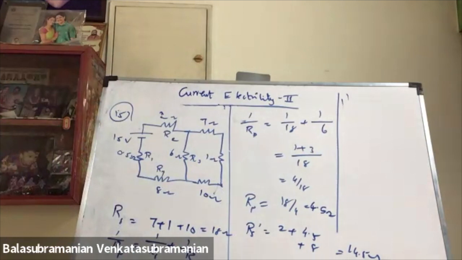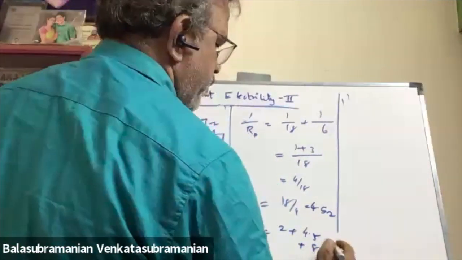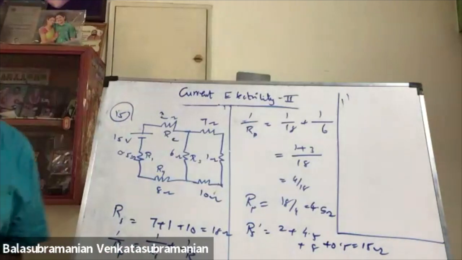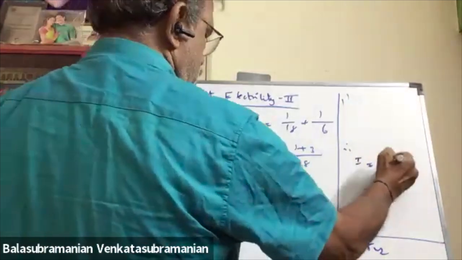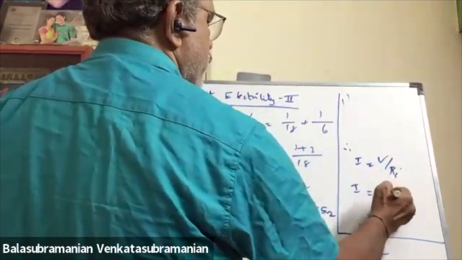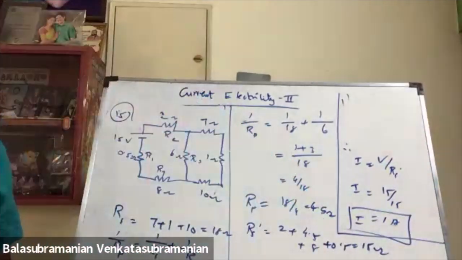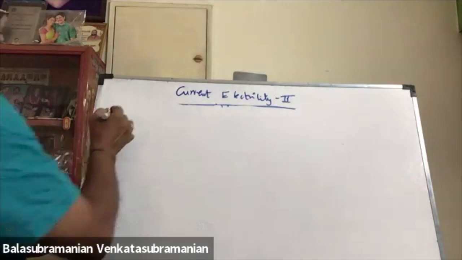What is to be calculated here? You have to calculate the current drawn from the battery. So here 0.5 is also there, so totally 15 ohms. Total resistance is 15 ohms. The question is, what is the current? Therefore, I is equal to V by Rs dash, 15 by 15, 1 ampere. 1 ampere current. Okay.